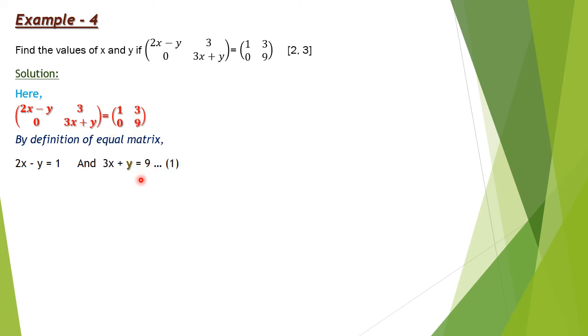Now this is equation 1, and we further proceed on this part, 2x minus y equals 1. So 2x minus 1 equals y, y is taken to the right hand side and 1 is brought to the left hand side. So we can replace this y right here. You can see by the color also. Now this is equation 2.